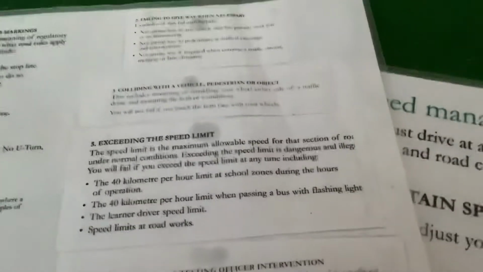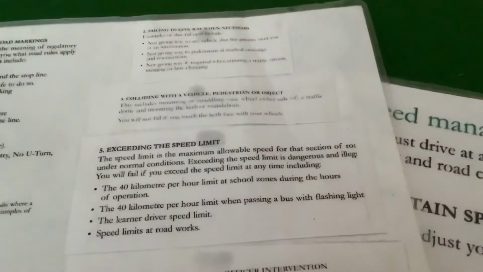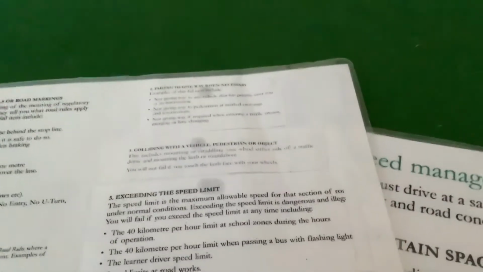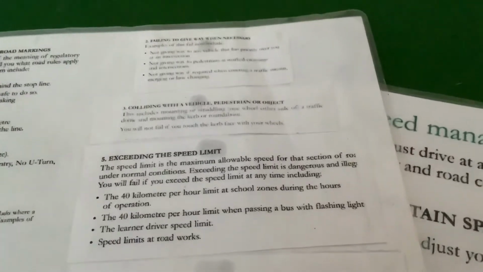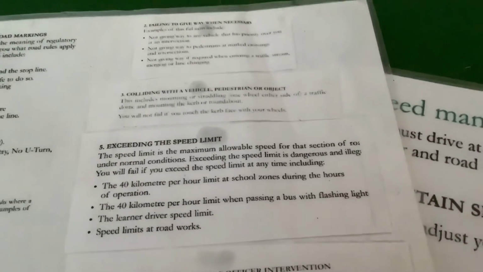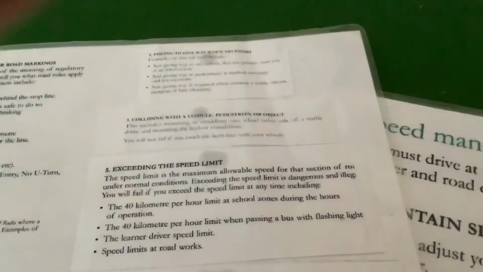A lot of guys fail on speed limit. So yeah, exceeding it in a residential area, especially in a downhill zone. Okay, you don't want to exceed the speed limit. Make sure you stay in cover. And then failing to give way when necessary. Everything is important. So that's F2.